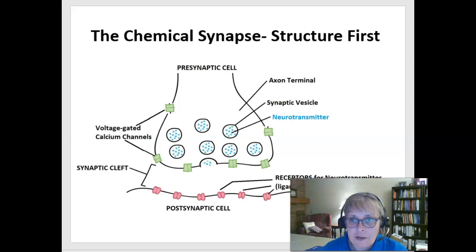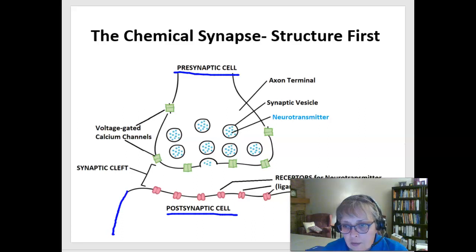So this is the chemical synapse, and I just want to look at the structure with you first. The drawing is slightly different than the other drawing. Here's the presynaptic cell, the axon terminal. And the postsynaptic cell is at the bottom, and it's not really drawn all the way out here so that you can see all the membrane. The space in between is called the synaptic cleft.